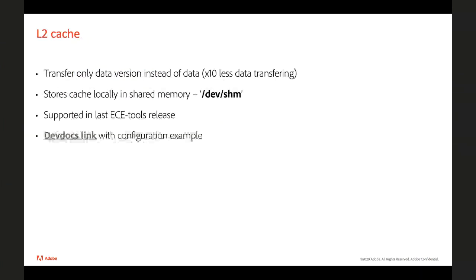The next one is we presented level 2 cache. Generally it saves traffic. We transfer up to 10 times less data. We store this cache locally and we prevent Redis load. Let's see how it looks.